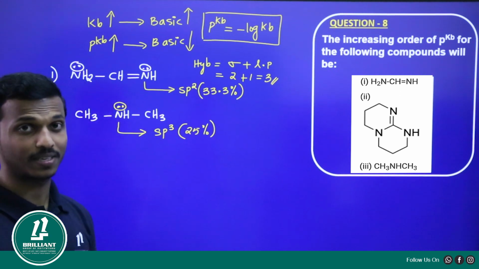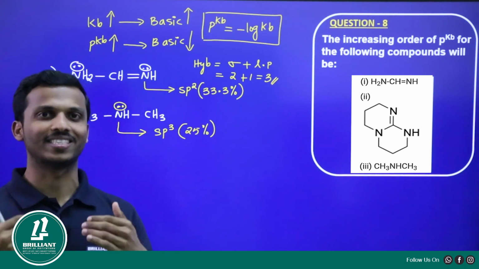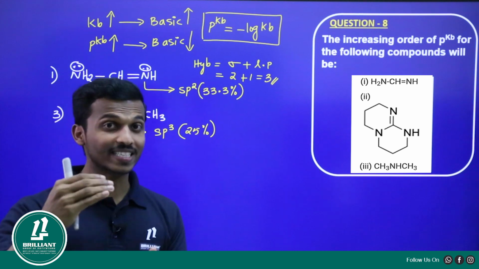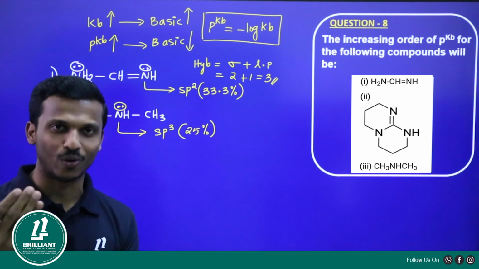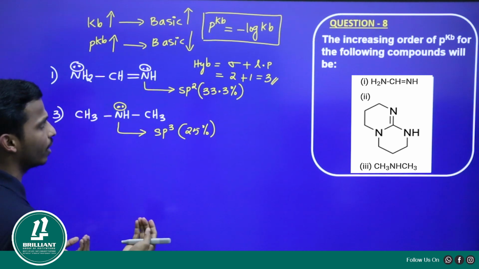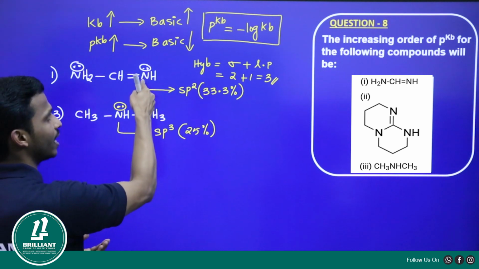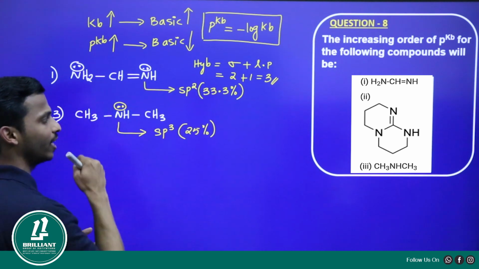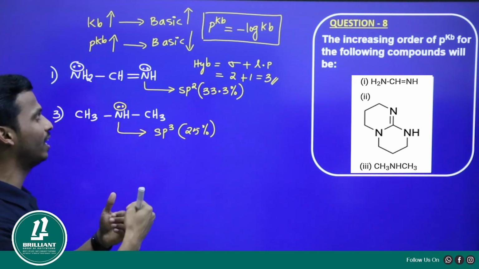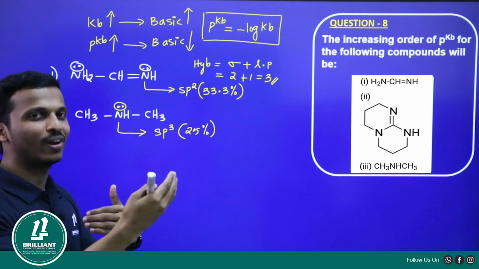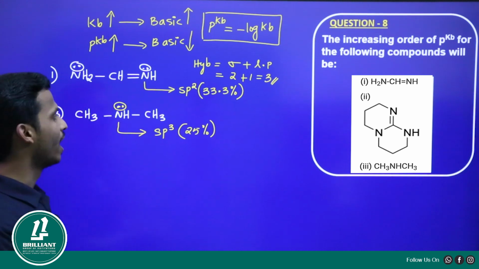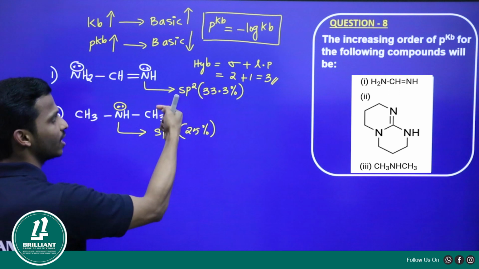Why are we measuring s character? As s character increases, the electronegativity of the particular element also increases. So which nitrogen has the greatest electronegativity, student? This one, right? The first species nitrogen has the greatest s character compared with the third one. So its electronegativity increases. Electronegativity increasing means it can't donate the lone pair of electrons as easily. What is electronegativity? Ability to accept a pair of electrons, right?